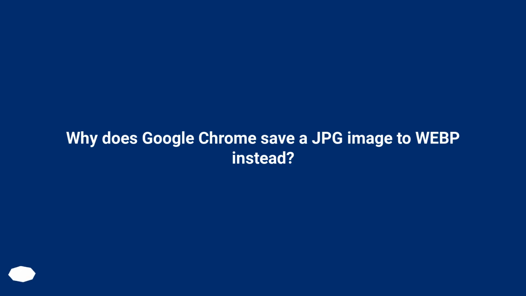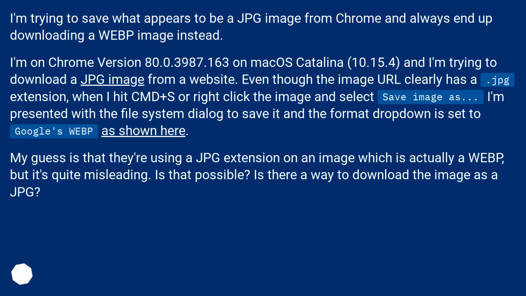Why does Google Chrome save a JPG image to WEBP instead? I'm trying to save what appears to be a JPG image from Chrome and always end up downloading a WEBP image instead. I'm on Chrome version 80.0.3987.163 on macOS Catalina 10.15.4, and I'm trying to download a JPG image from a website.